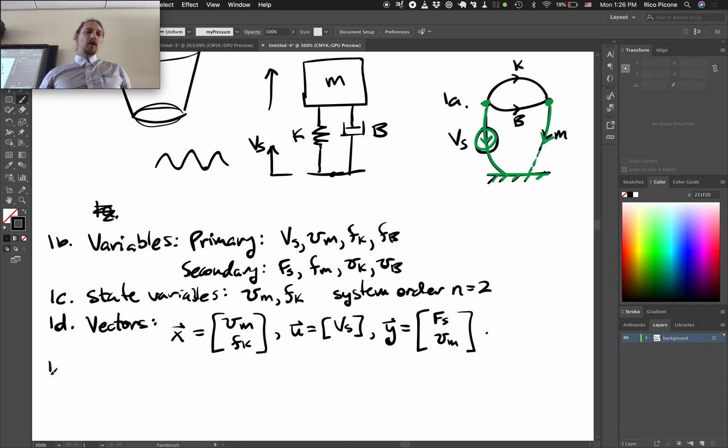Okay. E comes after D. And that one states what? Right, an elemental equation for each passive element. Elemental equations for each passive element. So elemental.